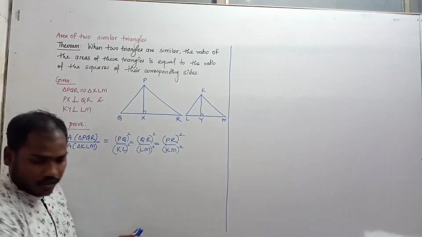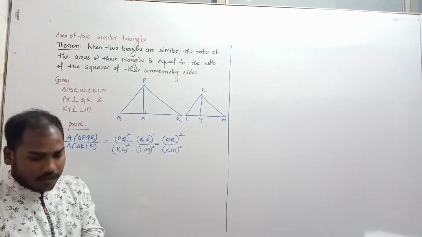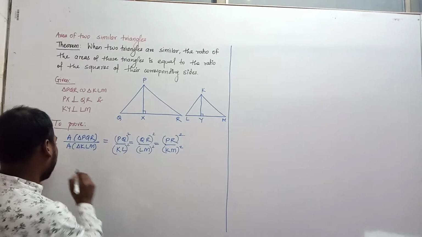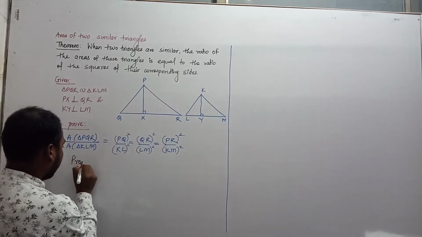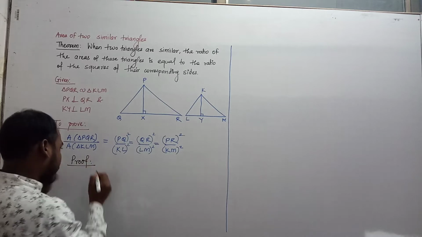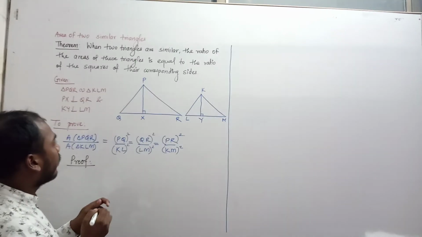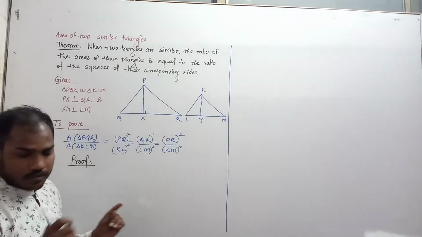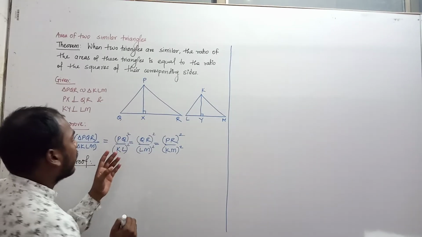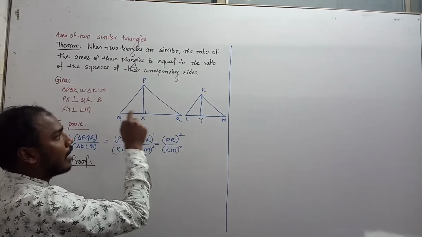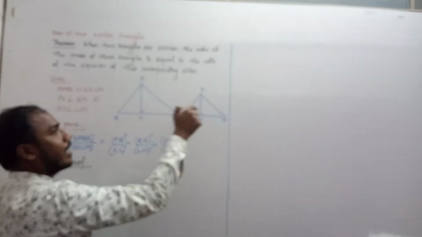If we go for the proof, it is a very simple proof. I always start the proof from the given point. So as given, triangle PQR is similar to triangle KLM.